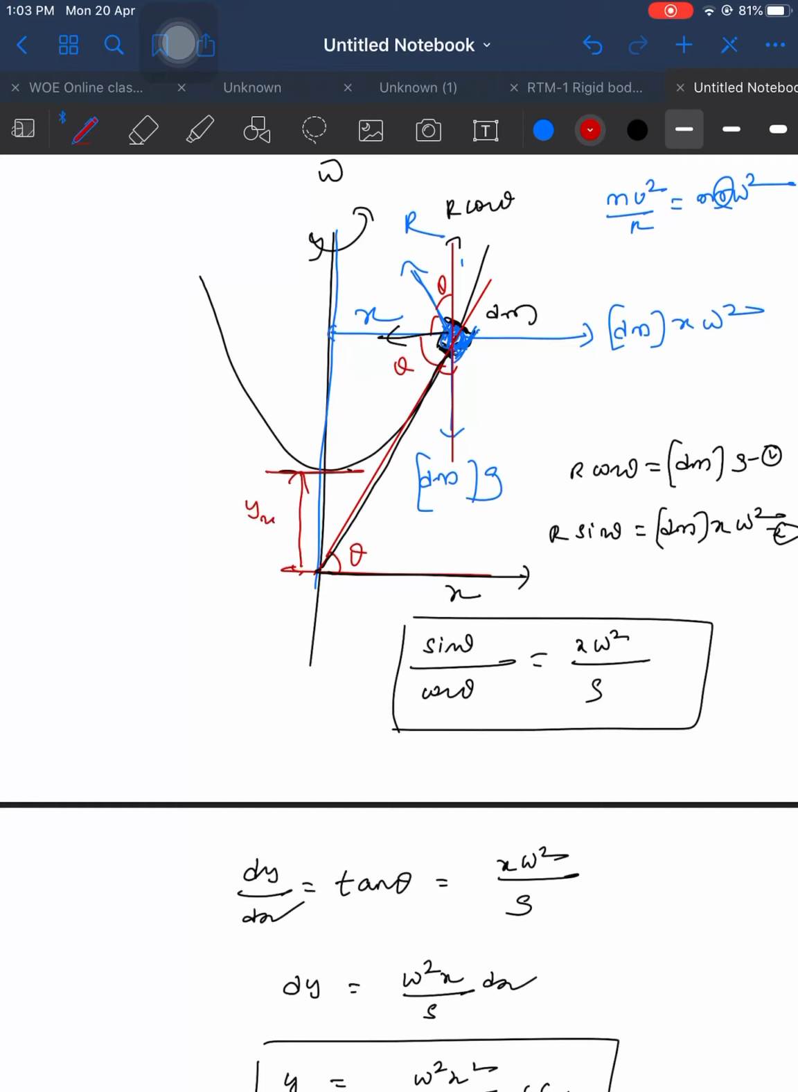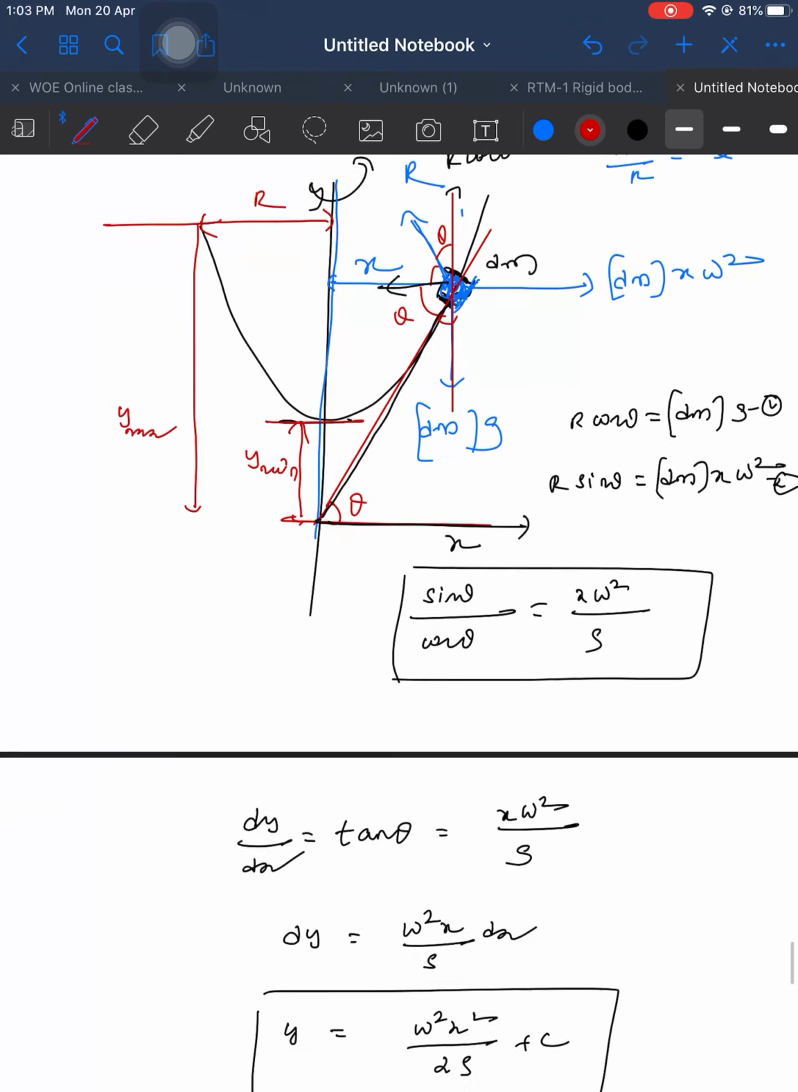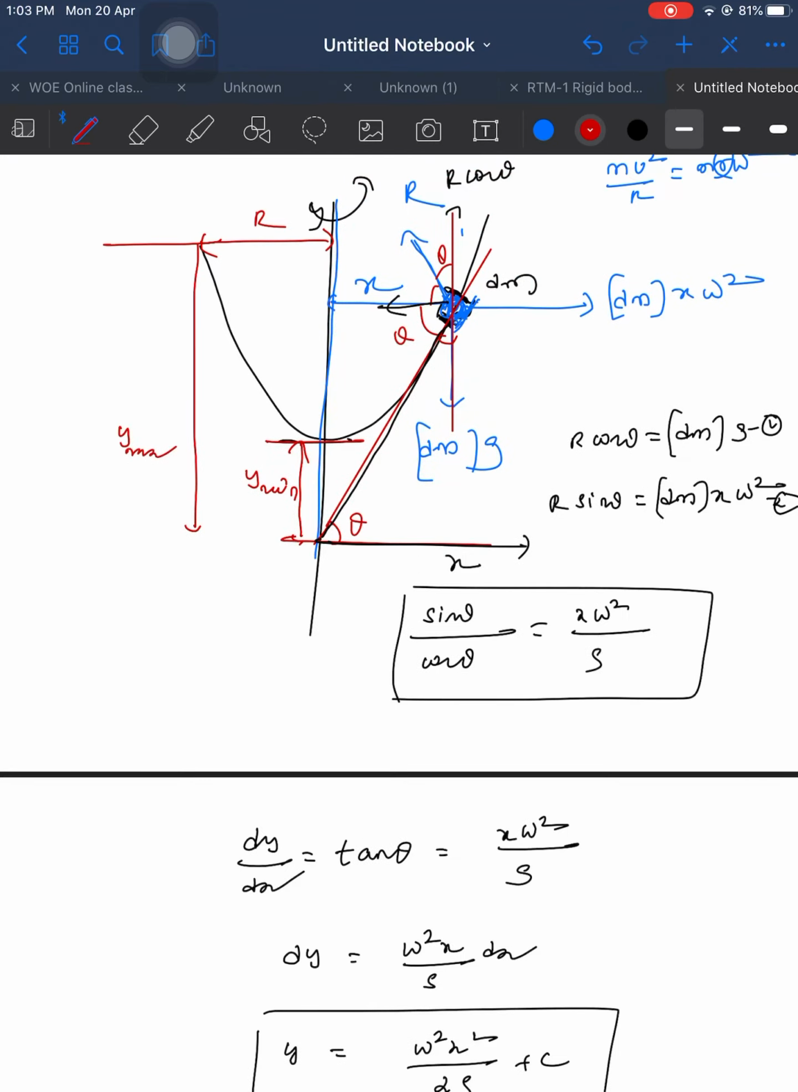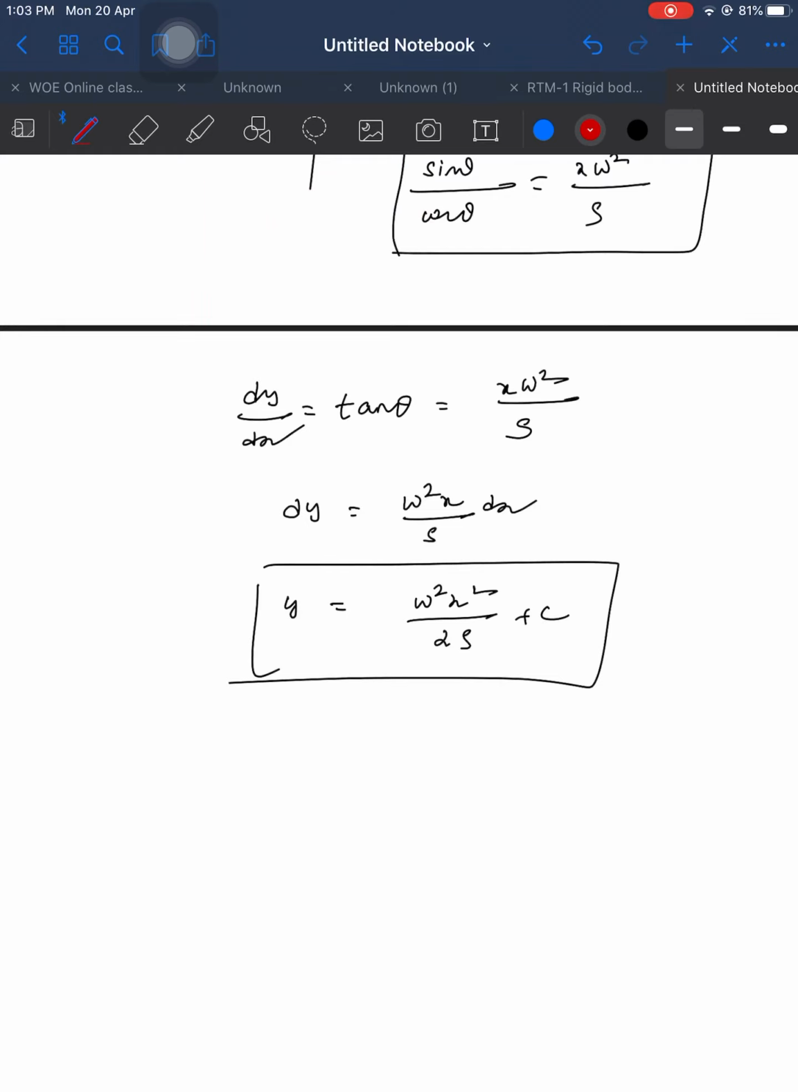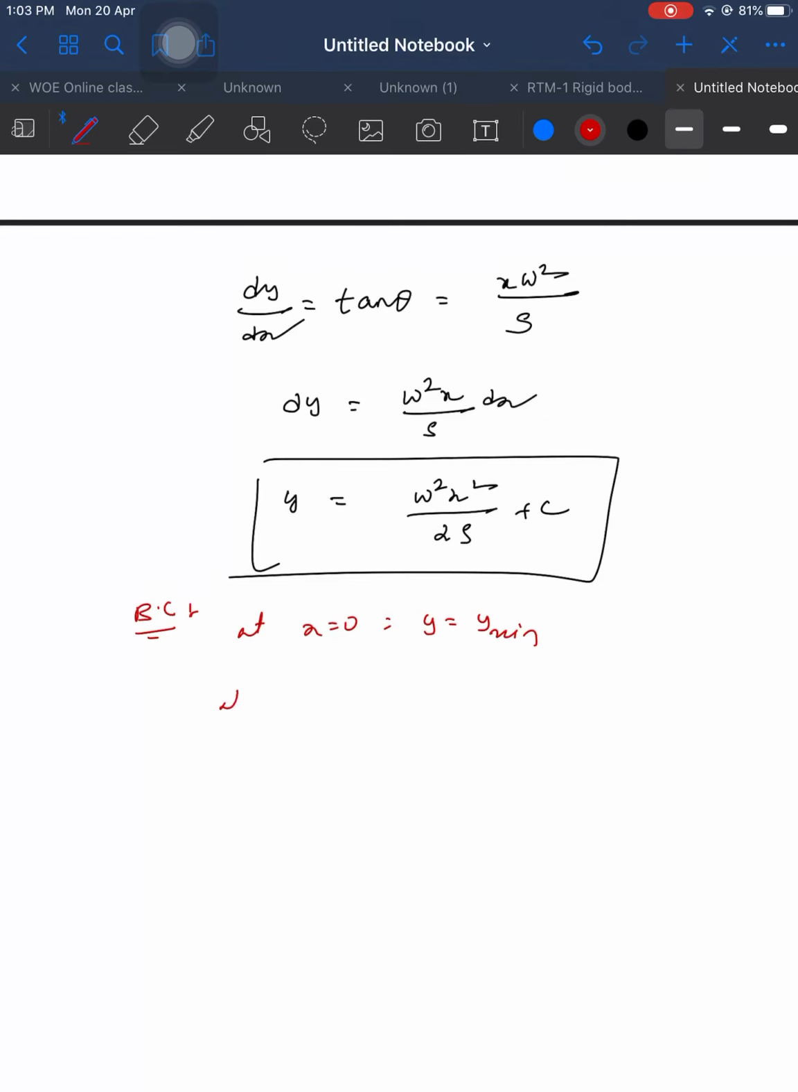And here is y minimum, and at the end of the surface at r, the height is y maximum. We have how many boundary conditions? At x is equal to 0, what is the y value? 2 boundary conditions. At x is equal to 0, y is equal to y minimum, and at x is equal to r, y is equal to y maximum.